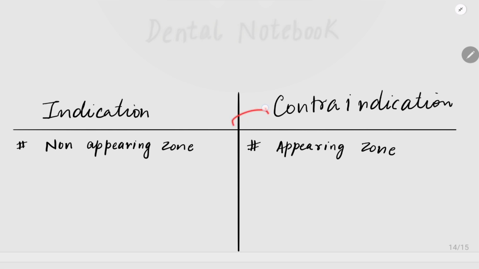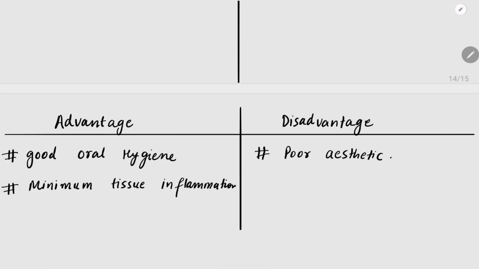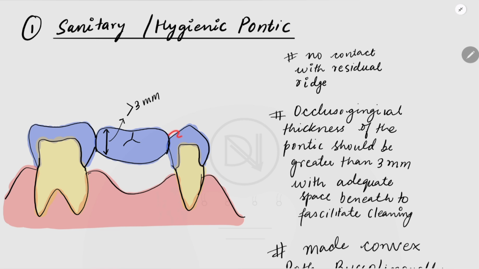Next, moving to the contraindication. As it is indicated in the non-appearing zone, it is contraindicated in the appearing zone. Coming next to the advantages: it will provide good oral hygiene and will not cause any kind of tissue inflammation. But the disadvantage again is poor aesthetics. There is another factor: because of this convexity, the strength gets lower. It becomes weak, and there is a high chance of breaking of this kind of Pontic because of this convex design on the mesial and distal sides.